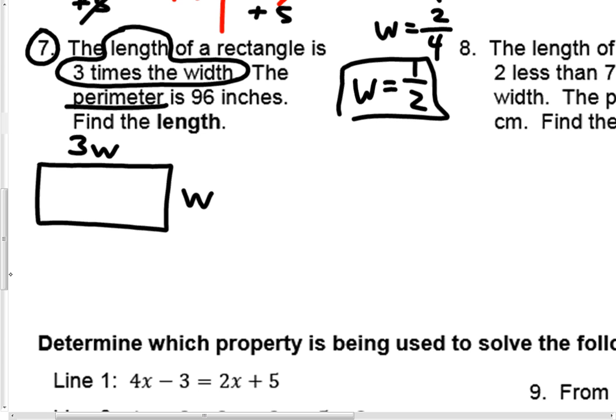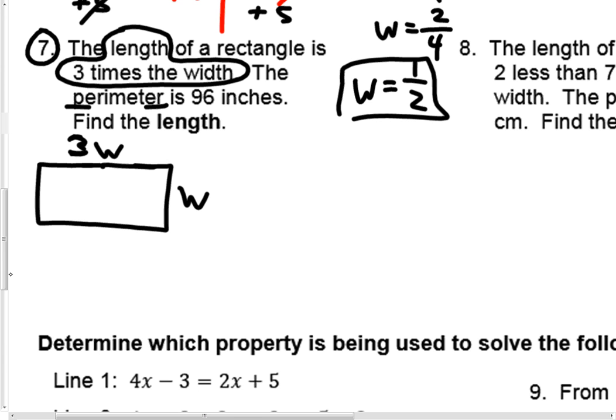Why didn't I put an L? Is it harder to do a problem with 2 variables? We want to deal with 1 variable. Since the length is based on the width, the width is going to be our variable. I didn't need to use W. I could have said x and 3x. It doesn't really matter what I choose.